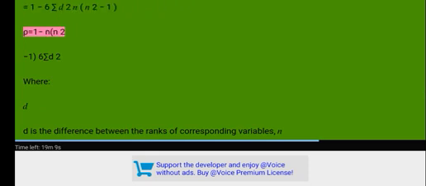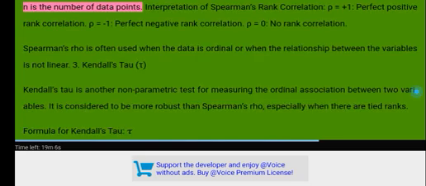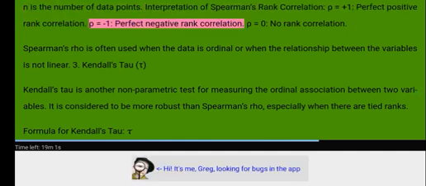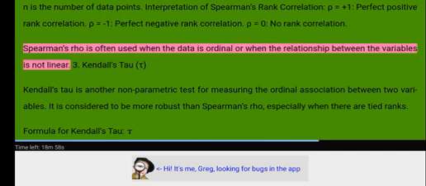Formula for Spearman's rank correlation: ρ equals 1 minus 6 Σd² divided by n(n² minus 1), where d is the difference between the ranks of corresponding variables and n is the number of data points. Interpretation: ρ equals +1 is perfect positive rank correlation, ρ equals -1 is perfect negative rank correlation, ρ equals 0 is no rank correlation. Spearman's ρ is often used when the data is ordinal or when the relationship between the variables is not linear.